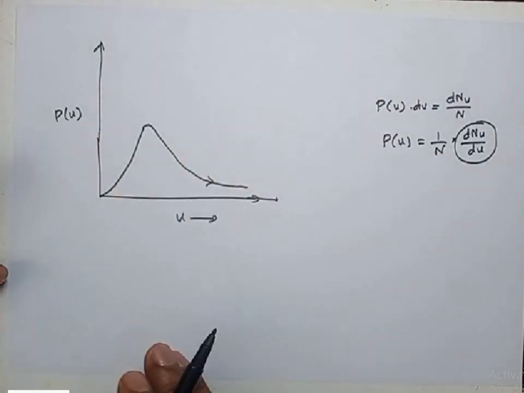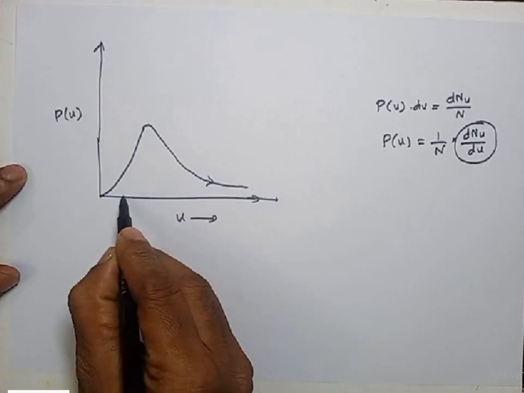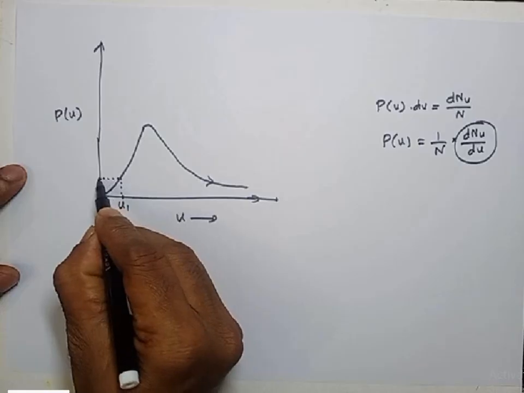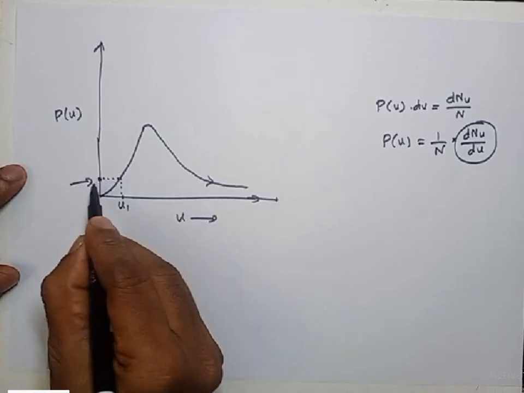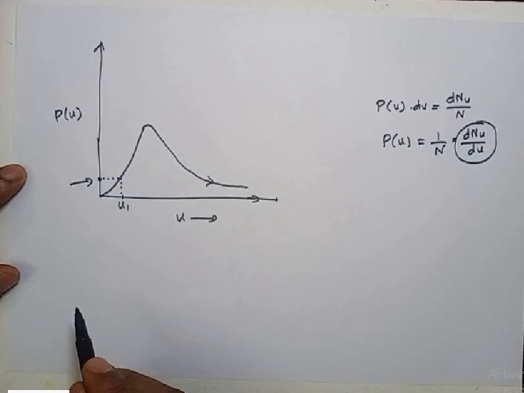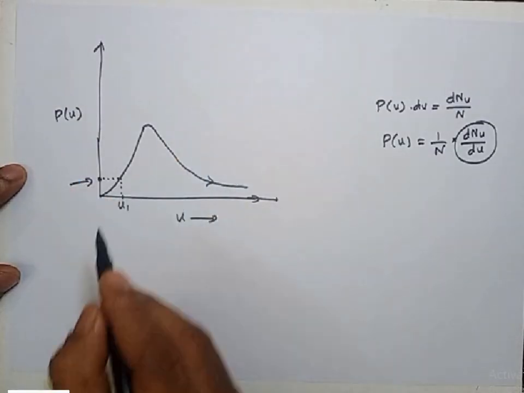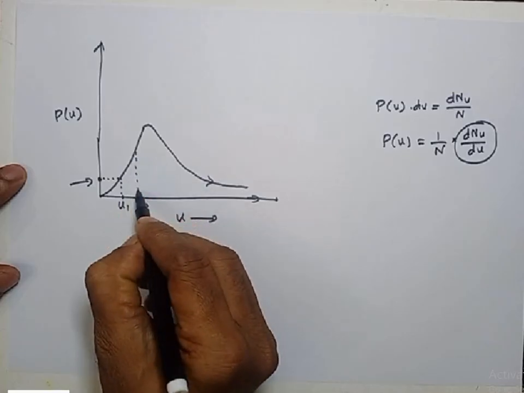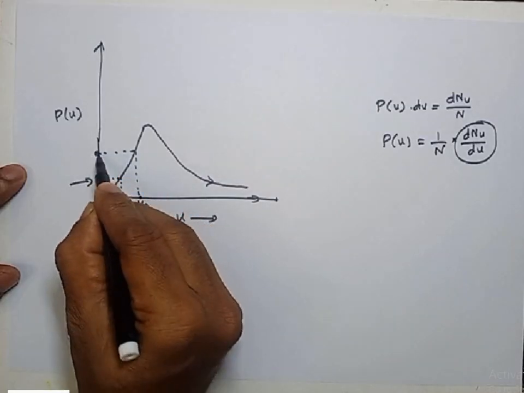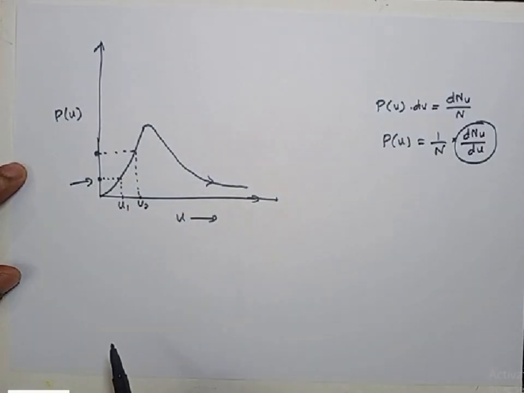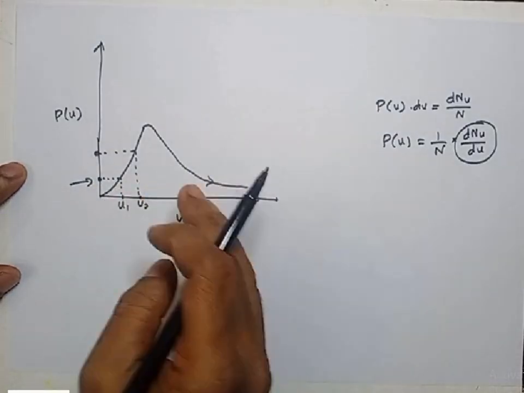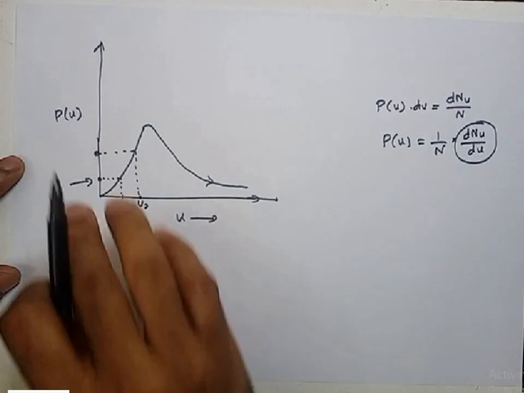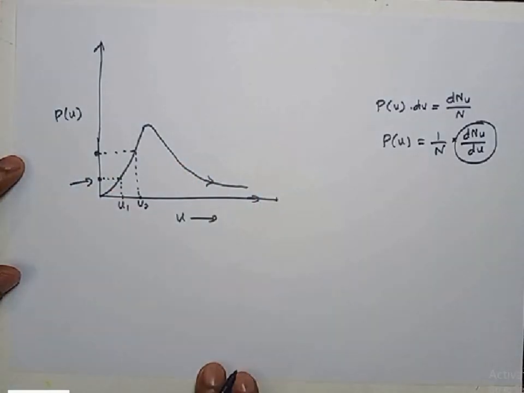So what does this graph tell you? Suppose I take some velocity u1. For this velocity, we have some fraction of molecules. This fraction of molecules has velocity u1 at a particular temperature. And I'll take another velocity u2 and draw a straight line. This fraction of molecules has velocity u2. Like that, we have different fractions of molecules having different velocities. So velocity is distributed like this.